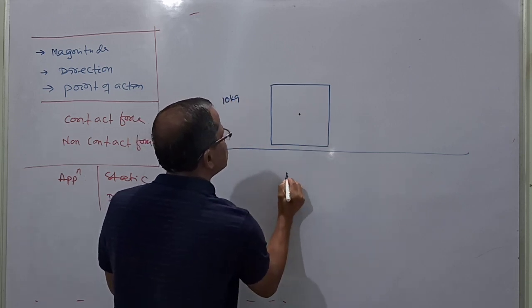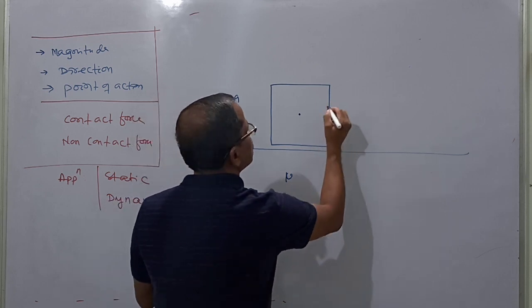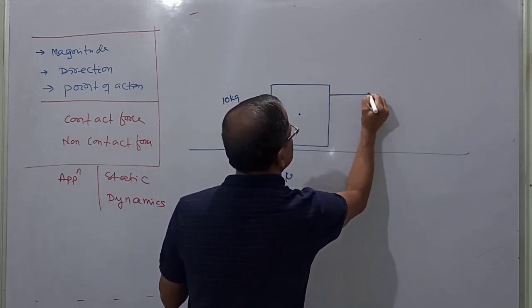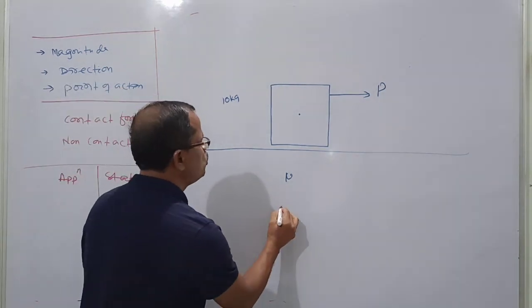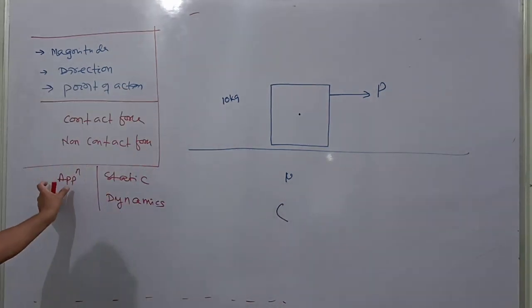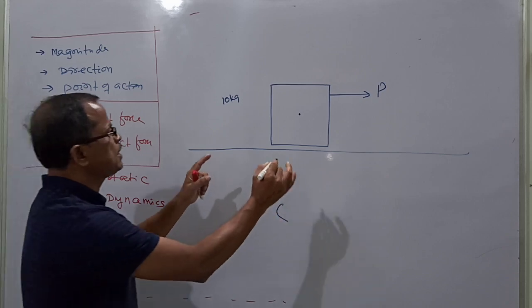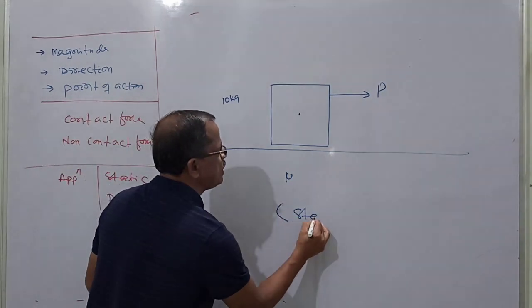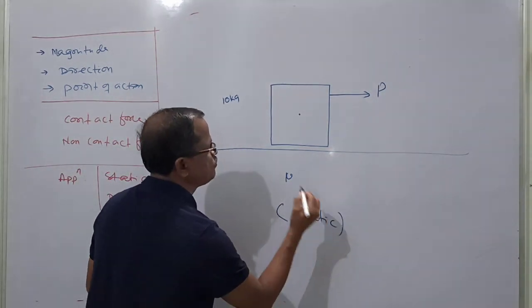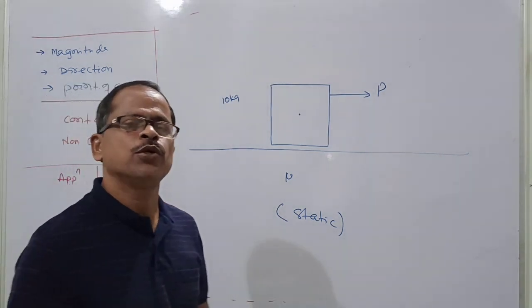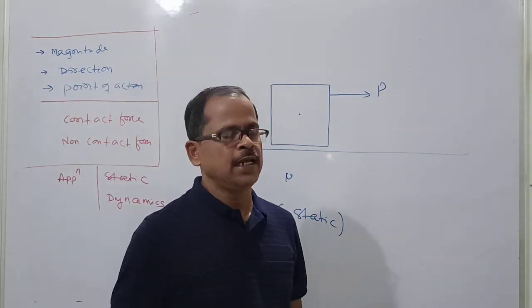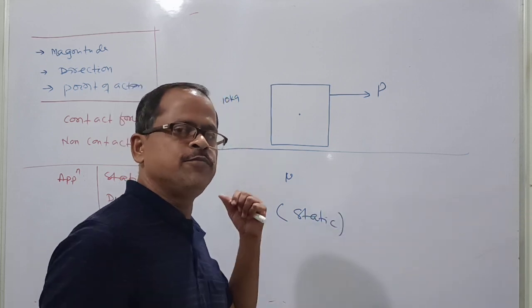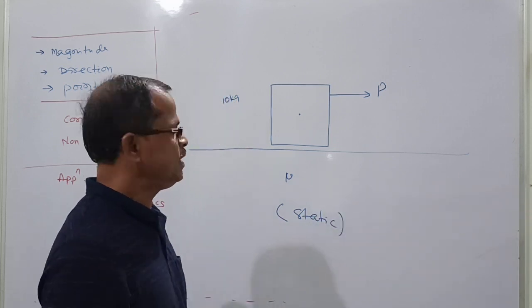Let the ground have friction. Now you are pulling the body here. It is a problem of which type? I have to decide the application: static or dynamic. Let it be a static problem. A static problem means all the forces are balanced. Upward force and downward force balance. Left-hand side and right-hand side forces are balanced. It is a balance problem.